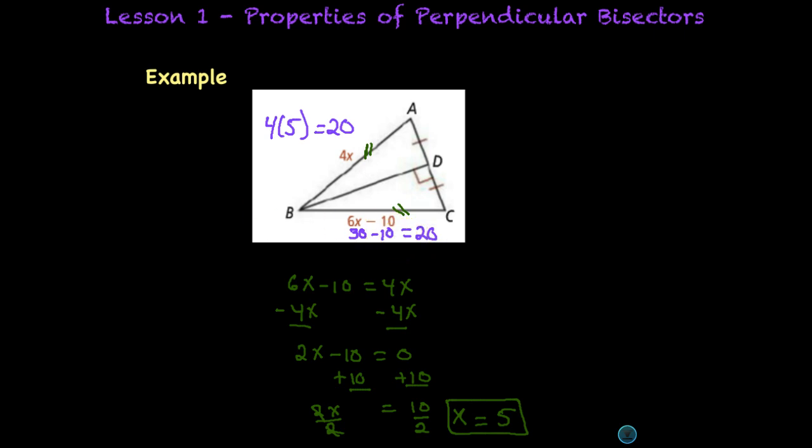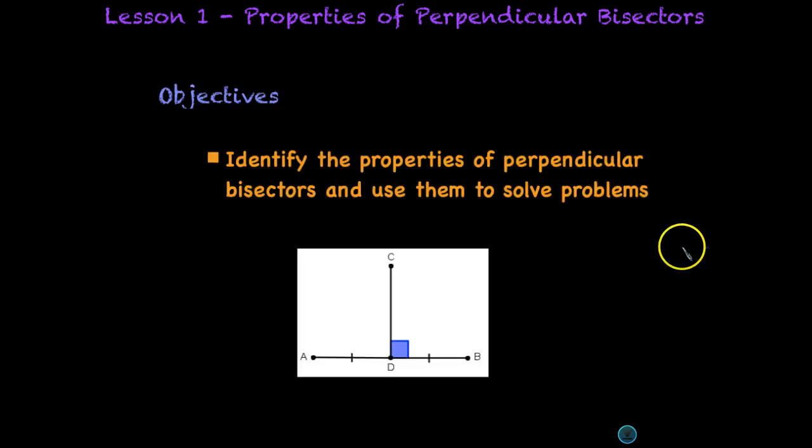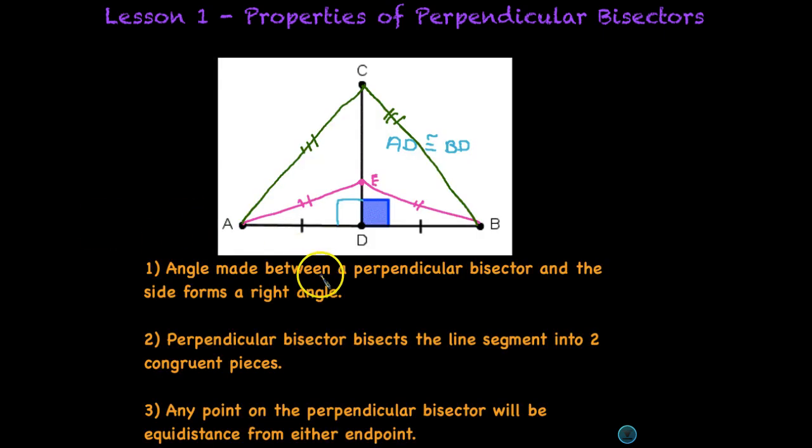And that concludes our lesson today on properties of perpendicular bisectors. So hopefully you will remember these 3 properties or write them down in your notes. That you have a perpendicular bisector if the angle made between the perpendicular and the opposite side forms 90 degrees, or a right angle. And the perpendicular bisector then bisects the side that it intersects with. And then finally, any point on the perpendicular bisector will always be equidistant from either endpoint.